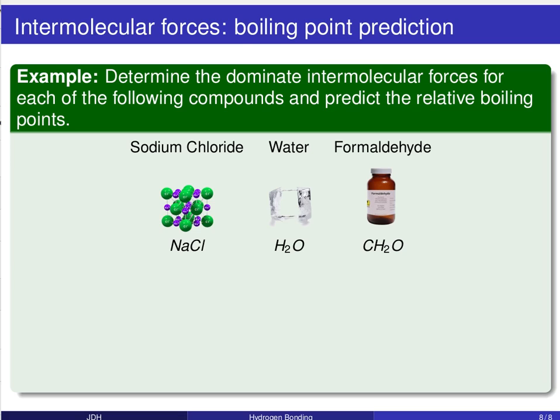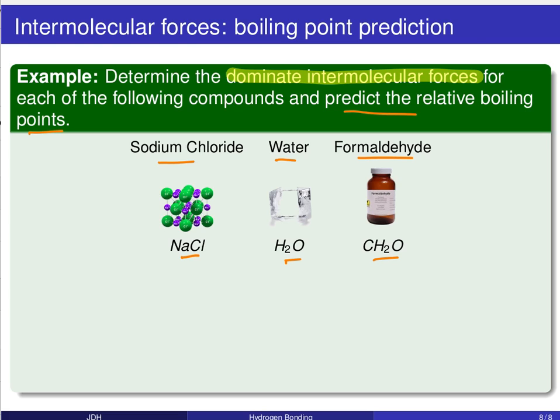Okay, so we can round out our discussion here with a simple example where we're going to be asked to determine the dominant intermolecular force for a set of compounds and then use that to predict the relative boiling points. So in this example, I'm giving you sodium chloride, water, and formaldehyde, and we want to be able to look at these structures and predict which intermolecular force is going to be dominant, in other words, the strongest intermolecular force present. And then, depending on who has the strongest intermolecular force, we're going to predict who's going to have the highest boiling point.